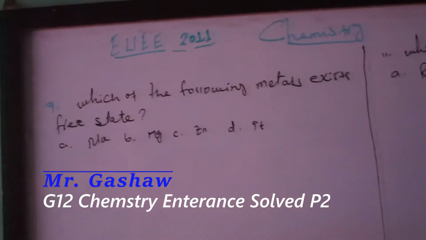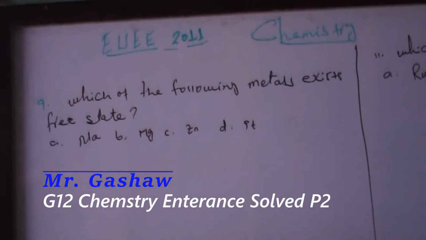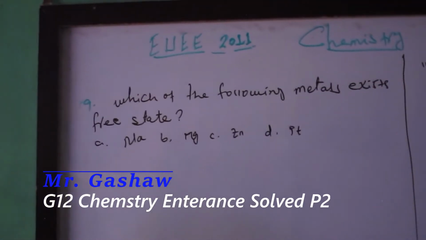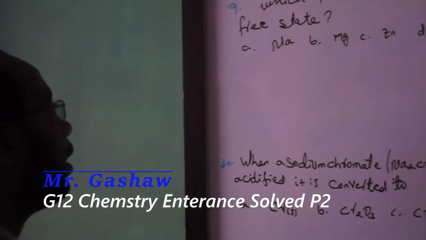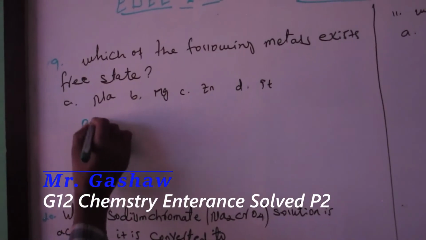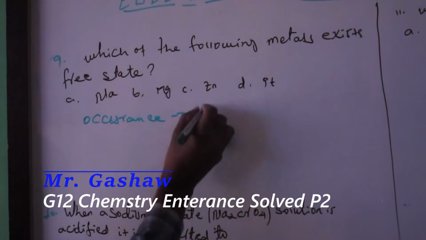It's part 2 for the entrance examination questions. The first one for today's question: which of the following metals exist in free status? At first, you should identify the occurrence of elements.